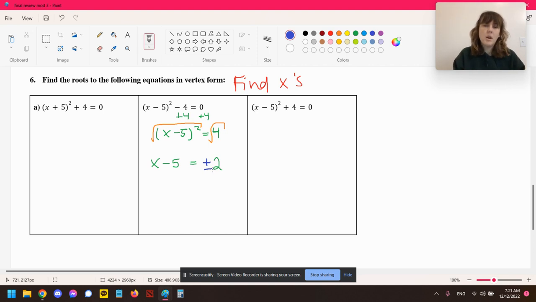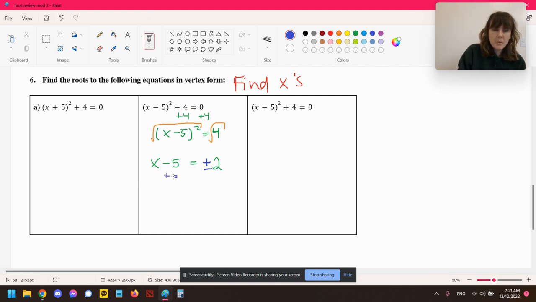And that's because if we want x minus 5 squared being 4, 2 squared works, so we can say x minus 5 equals 2. But negative 2 squared also works. It's also positive 4. So we want x minus 5 to have the opportunity to be negative 2 as well.